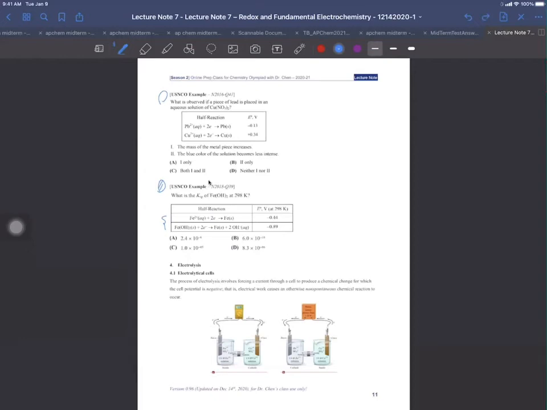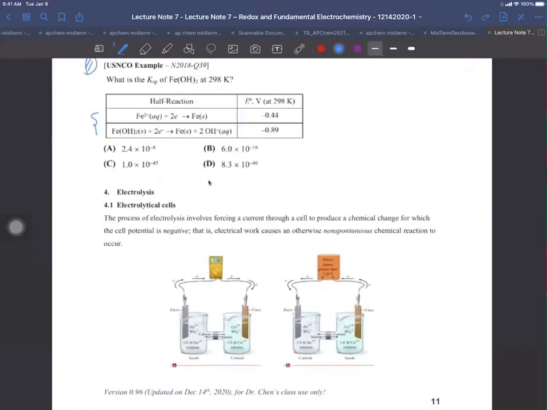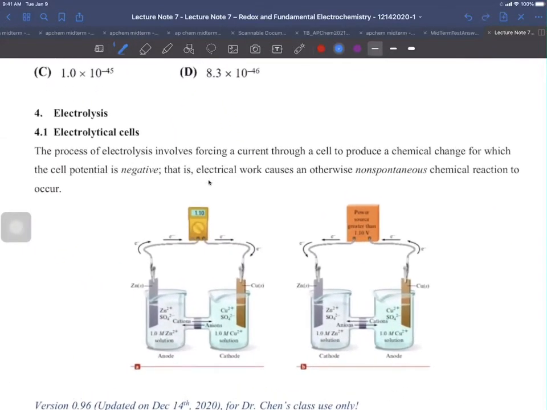So the next part we are going to discuss is electrolysis. As we discussed before, the electrolysis or the electrolytic cell is the reverse of the galvanic cell. A galvanic cell converts the chemical energy stored in the reactants into electric energy. So electrolysis is to use an external power source to drive a non-spontaneous redox reaction to go to the right side.